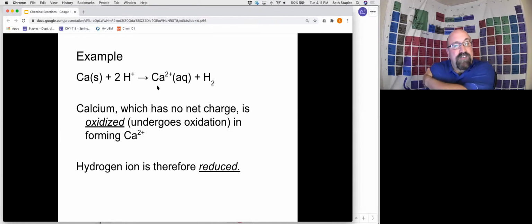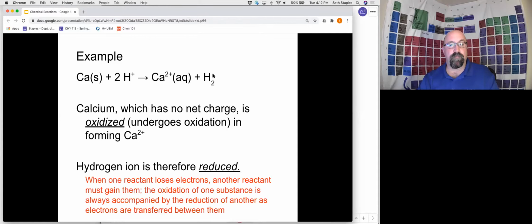If something is oxidized, something else has to be reduced. And so the hydrogen ion, the H+, is being reduced because H2 is electrically neutral. And so we're going from positive to 0. Therefore, it had to have gained electrons. It had to have gained negative charges. Leo goes grrr. Gain electrons, reduced. So the hydrogen ion had to be reduced there.